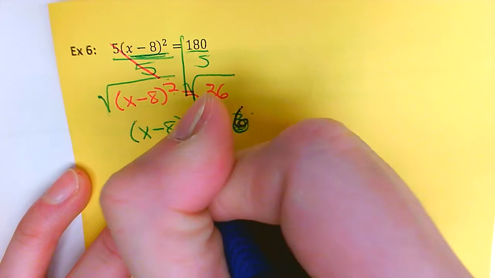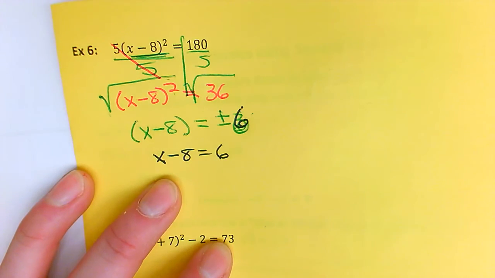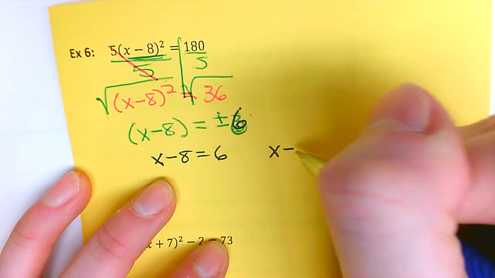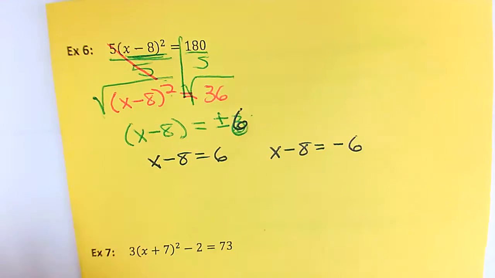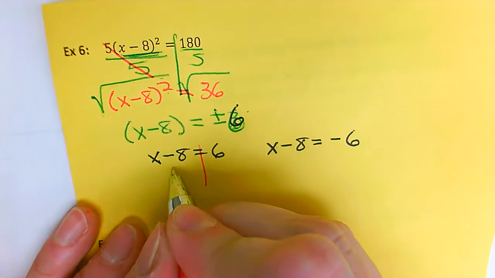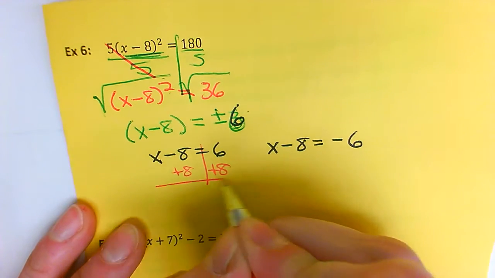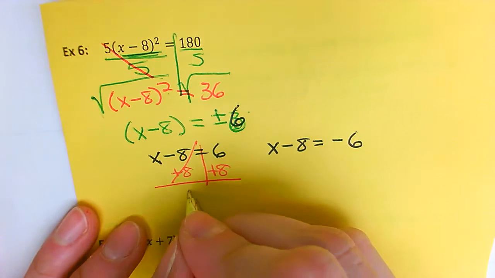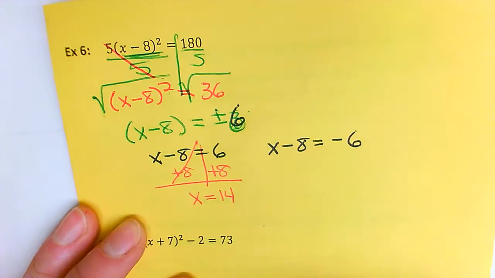That means I've got x minus 8 is equal to a positive 6 for the first part, and x minus 8 is equal to a negative 6 for the other part. Now in order to finish solving on the first side, negative 8, the opposite of that is a positive 8, so I'm going to add it to each side, which will leave me with x is equal to 14.